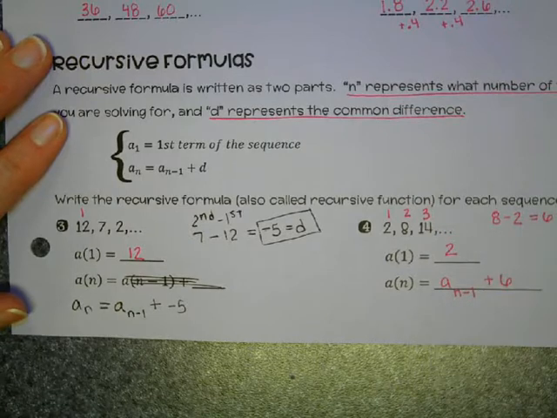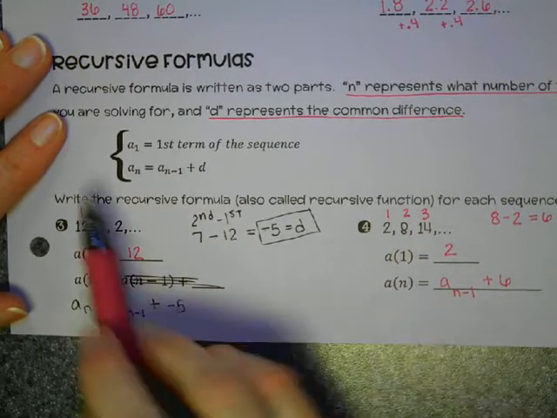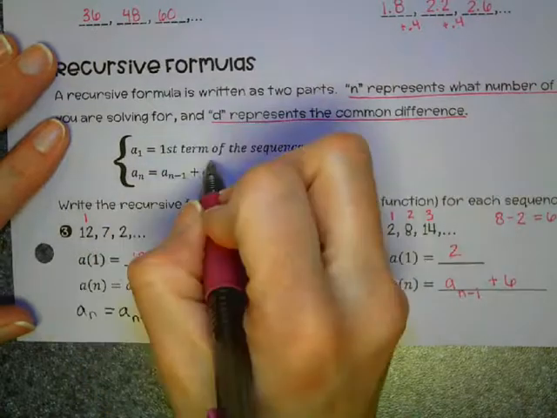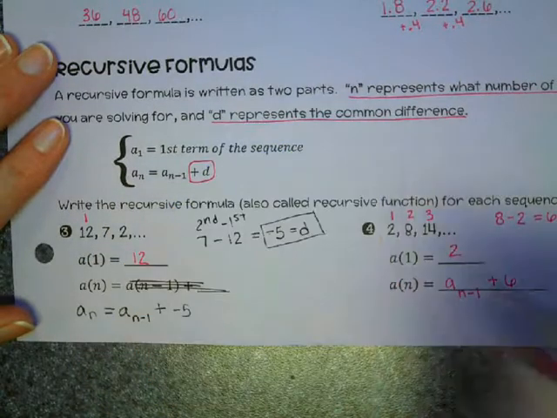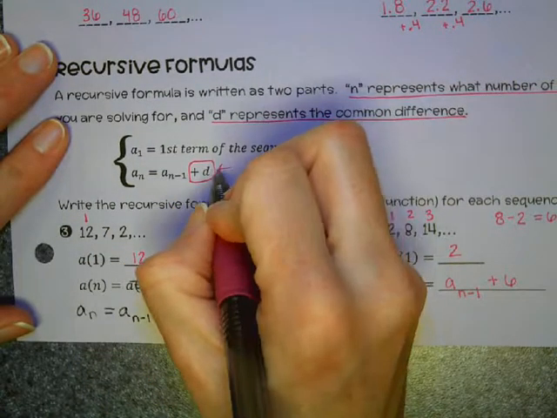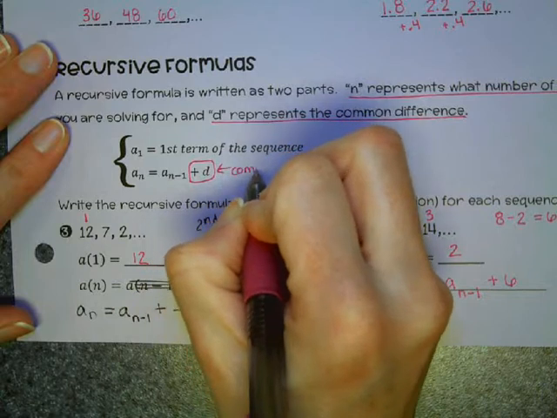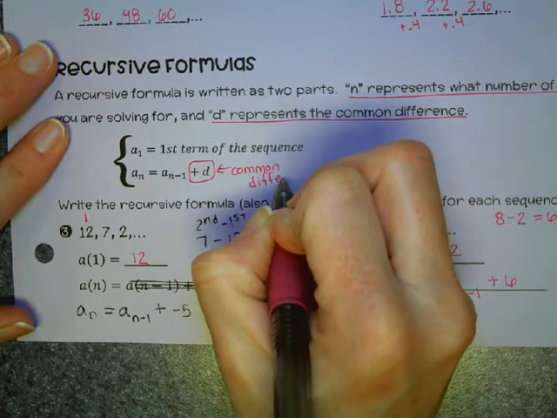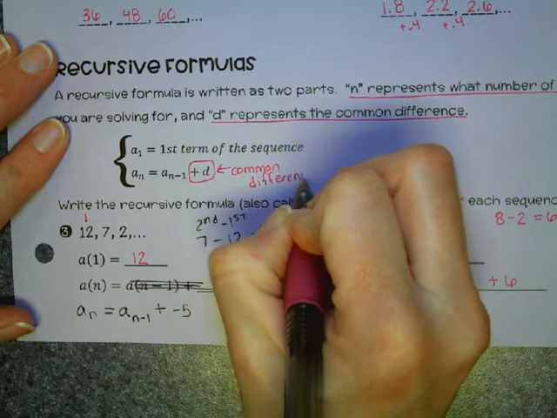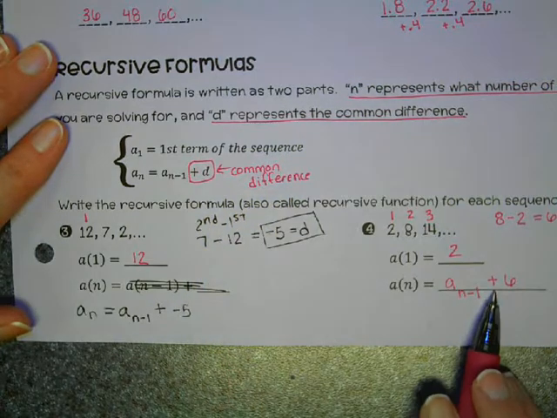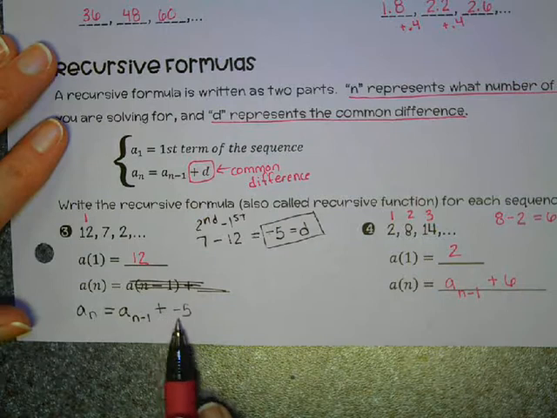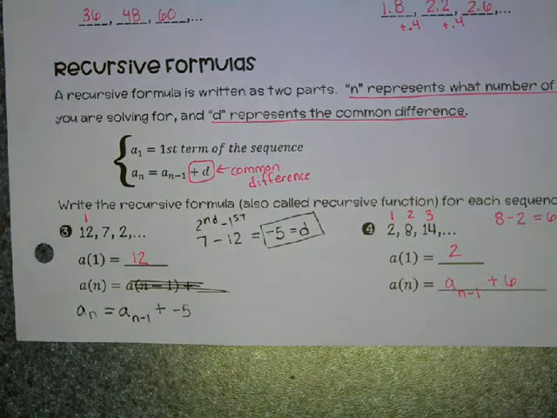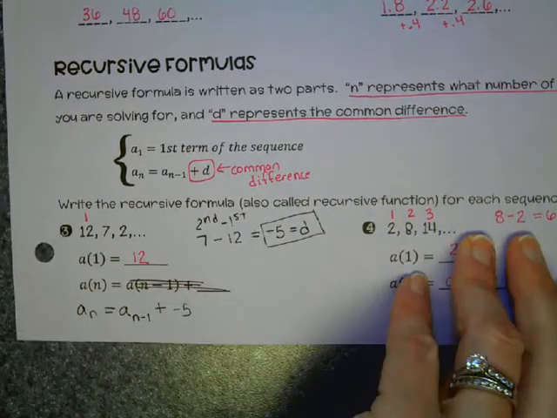This is the formula. The only thing we replace in this formula is right here where it says plus D. That's the common difference. You just put whatever number is being added or subtracted, plus that number. So this was plus 6. This one was plus negative 5 because it was going down by 5. Okay? Alright.